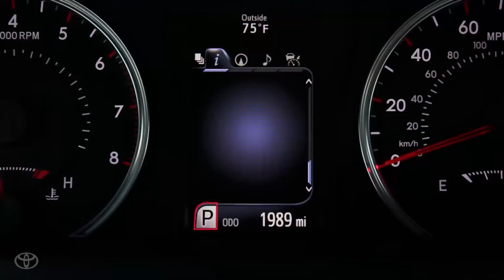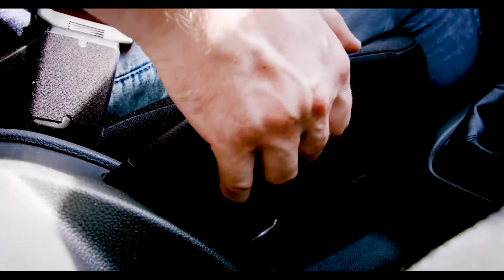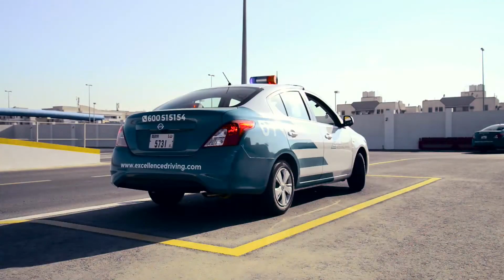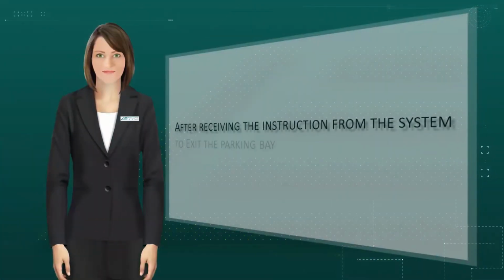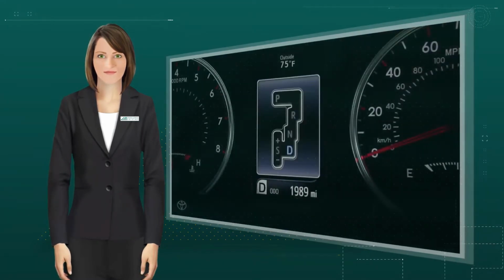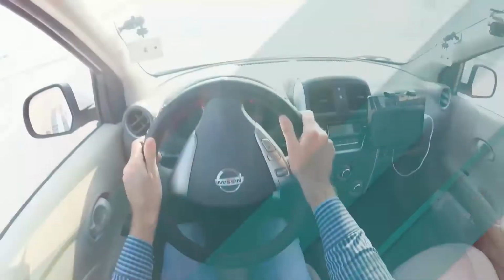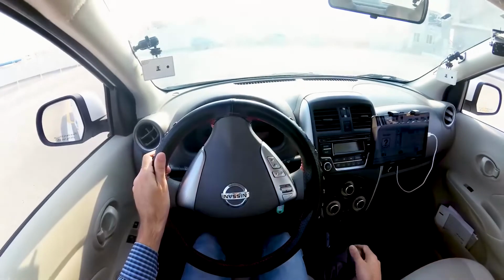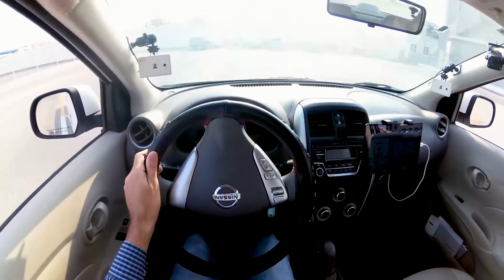Shift the gear selector into P and apply the handbrake. Exit from the parking bay. After getting the instruction to exit the parking bay, shift the gear selector into D for automatic transmission vehicles and select the first gear in case of a manual transmission vehicle.